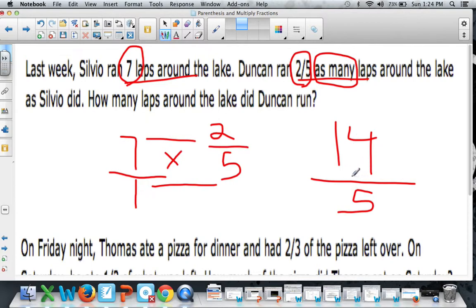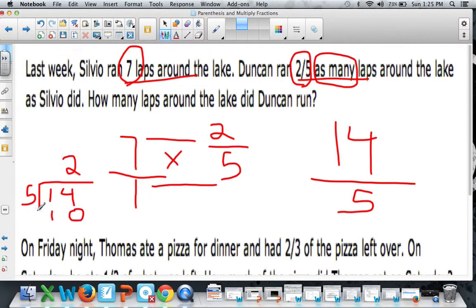You're going to get this weird mixed number. You know what you do? You kind of go over to the side, and you take your 14 and you put it in the box. And you take your 5 and you put it out the box. And you say, okay, how many times can 5 go into 14? 2 times. 2 times 5 is 10.